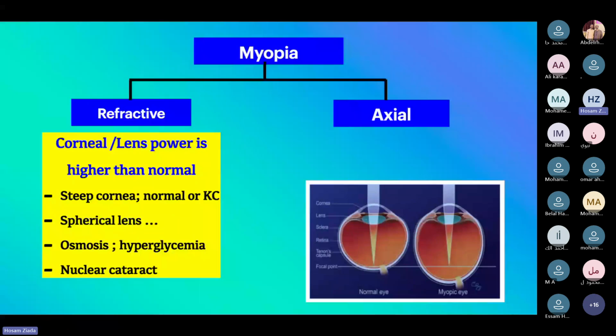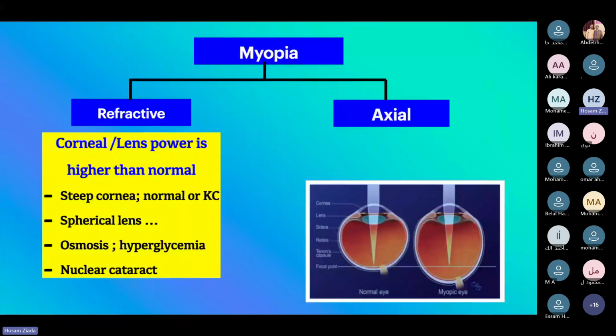What is the type of lens that is divergent, concave or convex? Concave lens, perfect. So in myopia you need to decrease the power, so you will diverge the light rays by the concave lens. Concave lenses are divergent, convex lenses are convergent. So I will treat myopia with a concave lens in spectacles, which are glasses, or contact lenses.